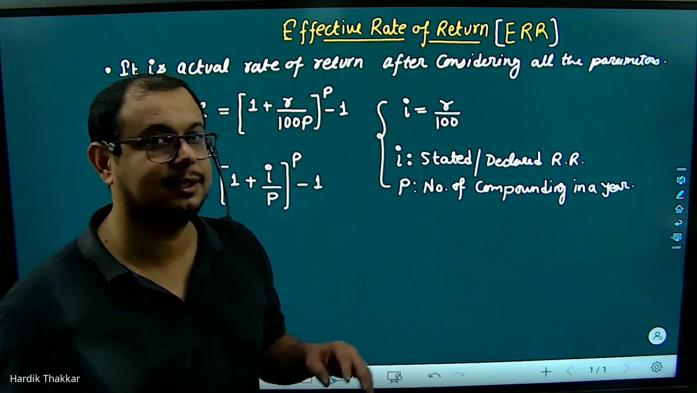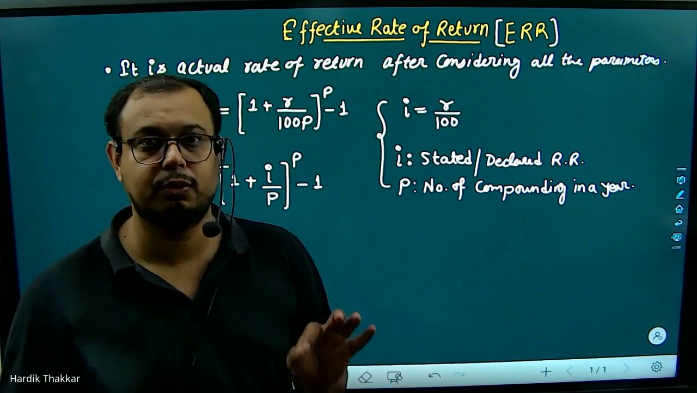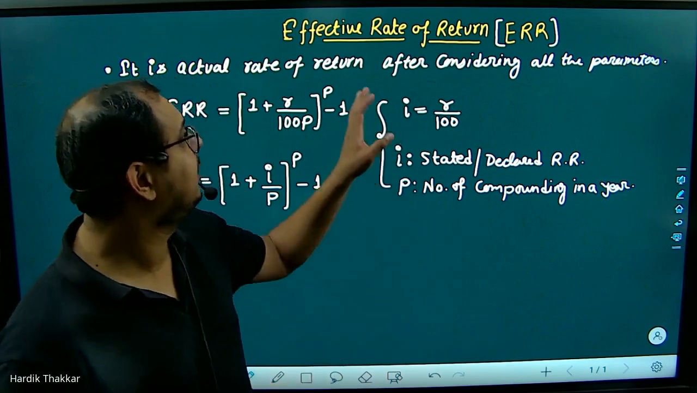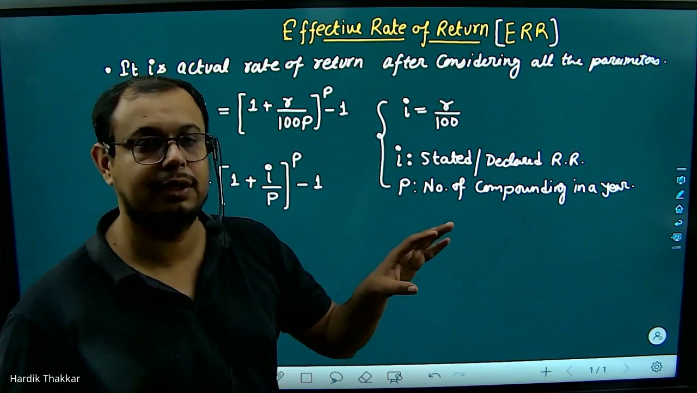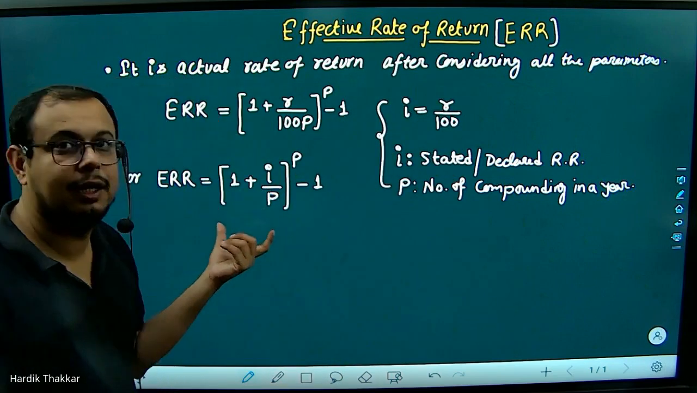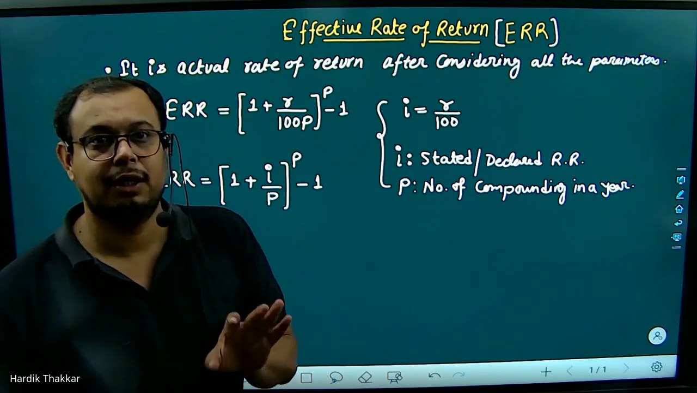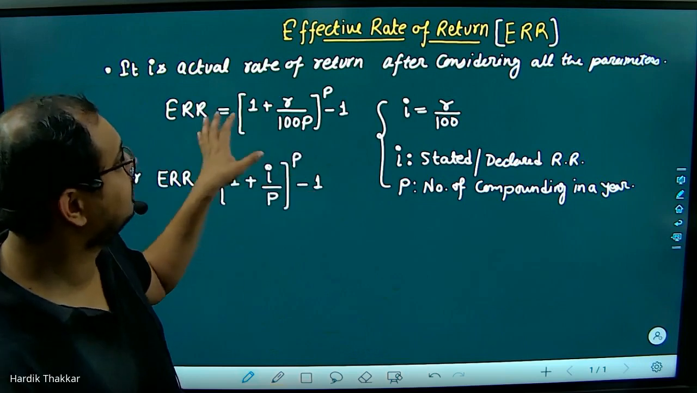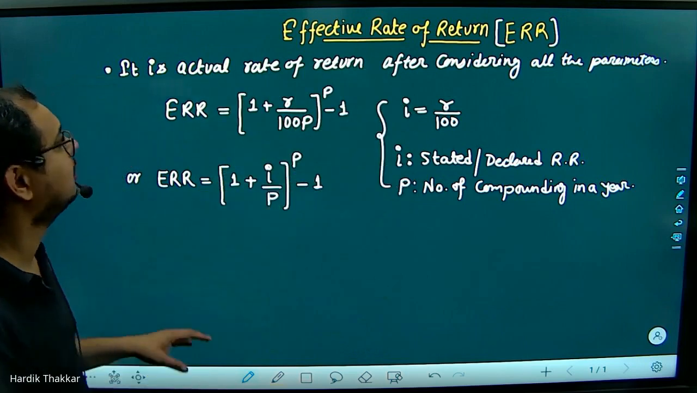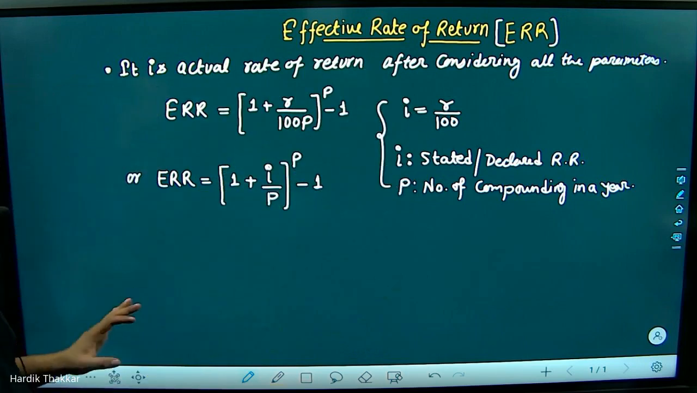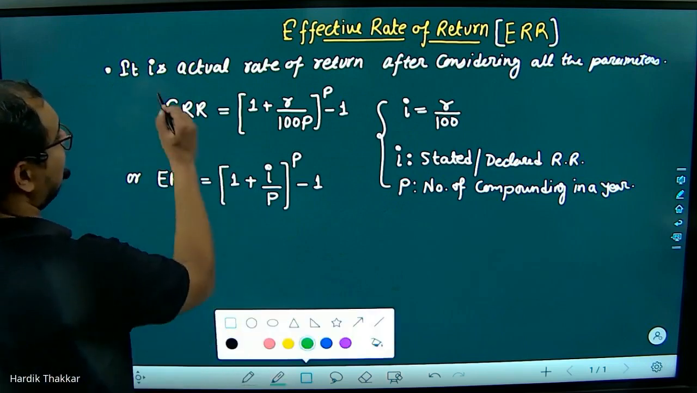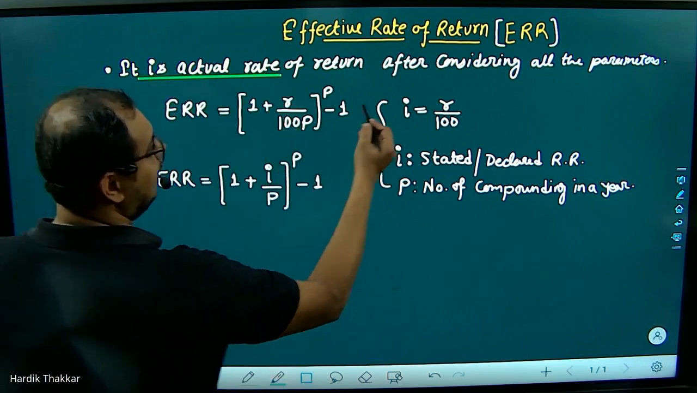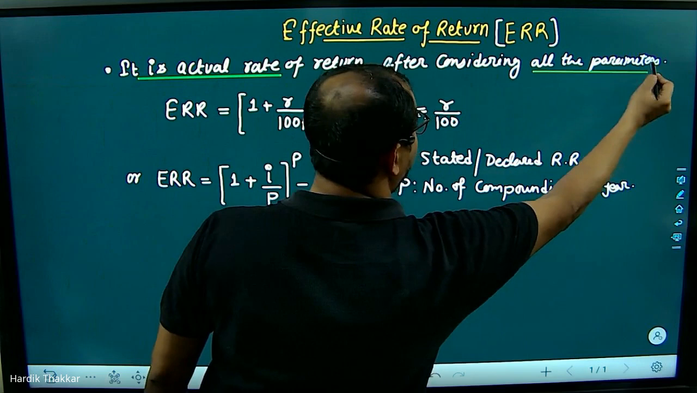Okay, so exercise 14.2, there are two questions. First one is based on effective rate of return by using this formula, and second one is based on CAGR. So first five questions are based on this. What is effective rate of return? It is actual rate of return after considering all the parameters.